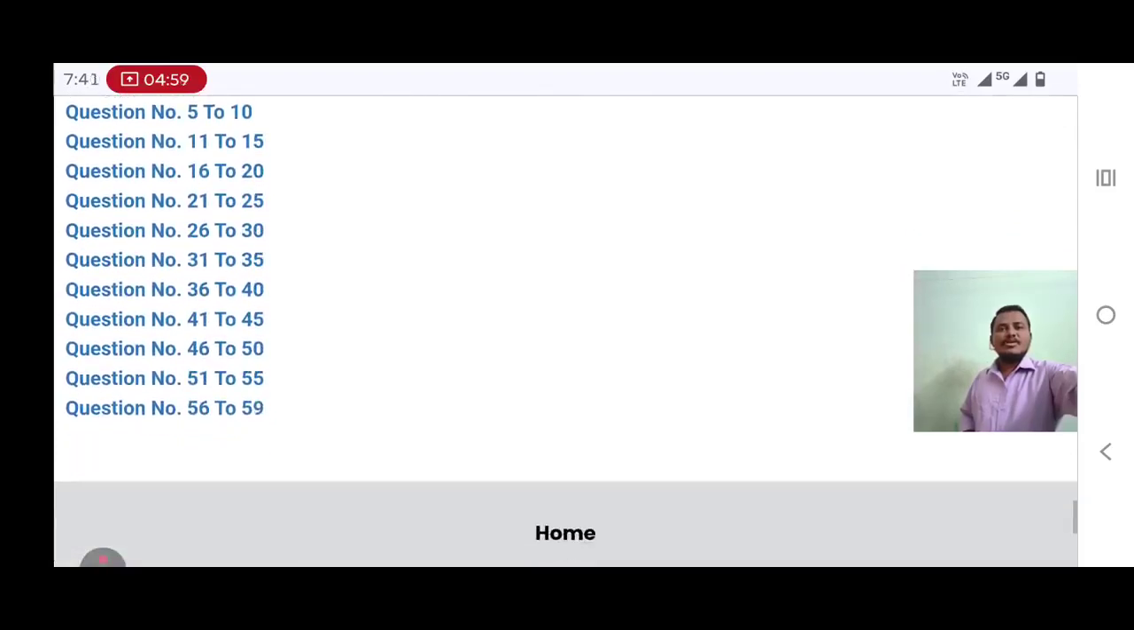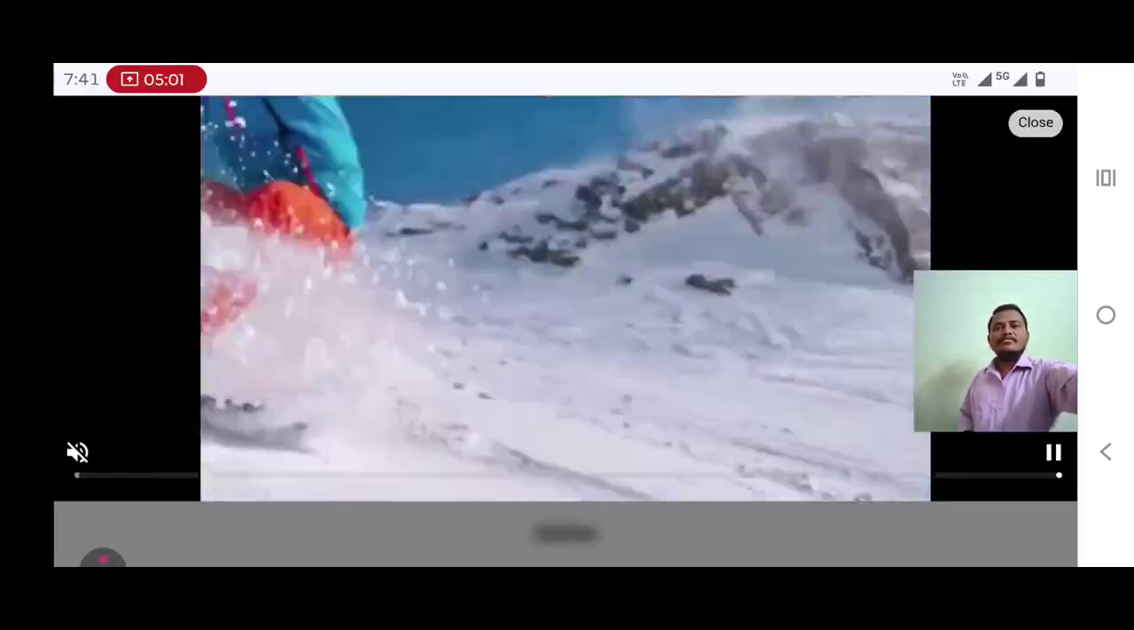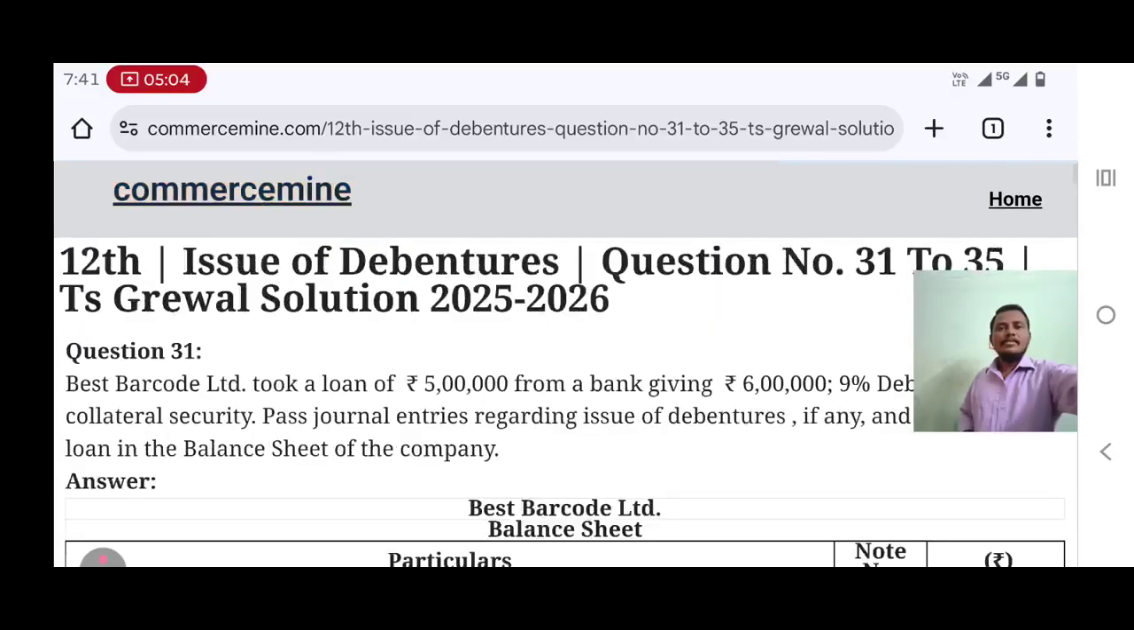When debentures are issued as a collateral security, I think we'll skip this.